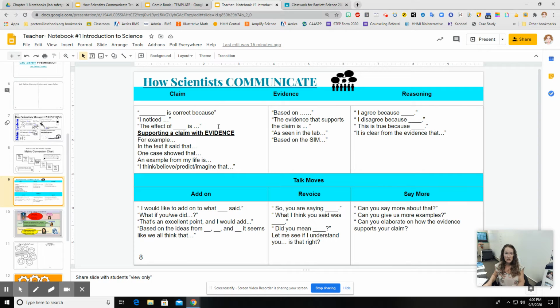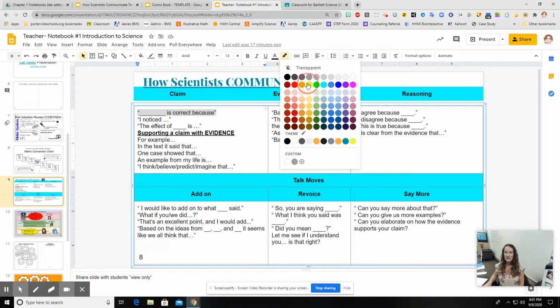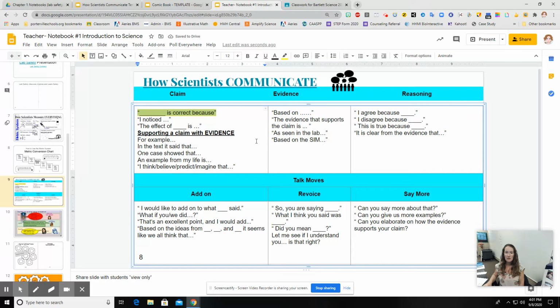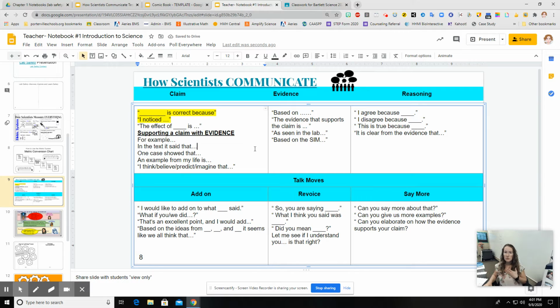If you are doing this digitally, then you are going to highlight the ones that you are going to try to use. And you need to pick 2 from claim, evidence, and reason as well. So I might say blank is correct because that seems like an easy one that I can legitimately follow. And let's do, for example, supporting claim with evidence, I noticed. Okay, I'm going to say as a science student, those are 2 that I'm going to work on.